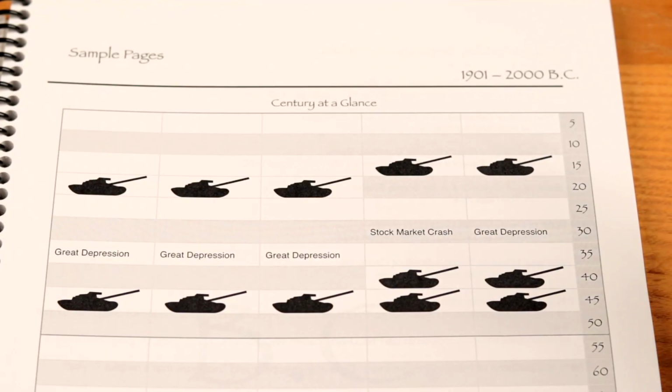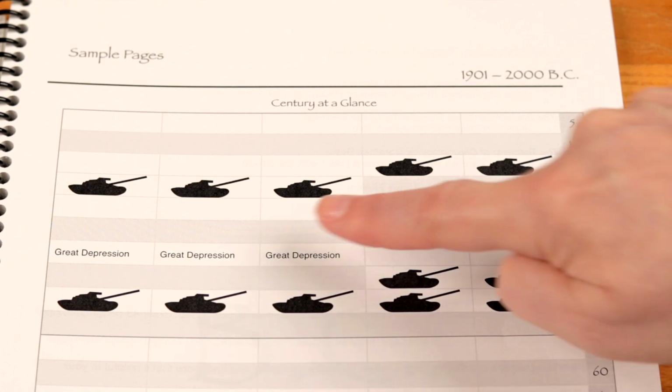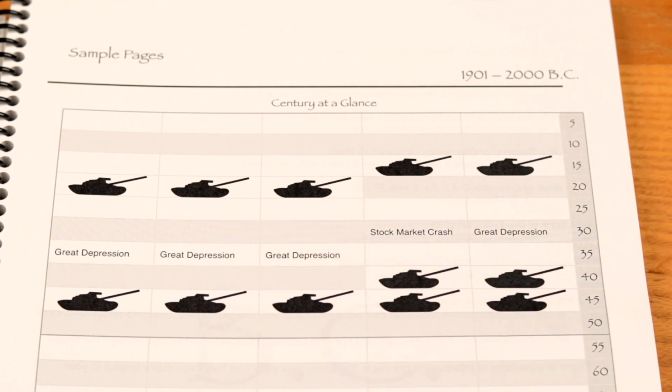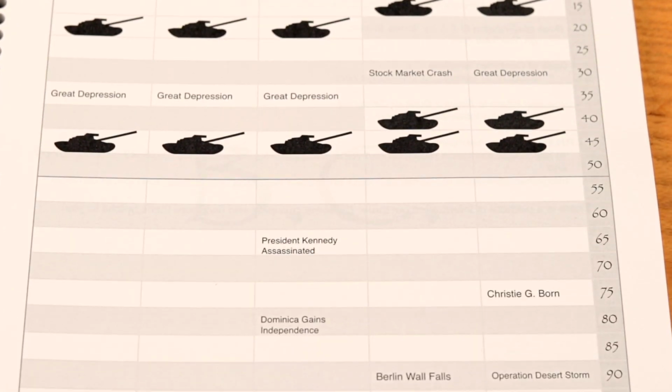With this table, you can enter key events and see how they relate to each other over the course of the 100 years. For example, here's World War I, and here's World War II, with the stock market crash and Great Depression in between. You can also see that the owner of this Book of Centuries entered her birthday year on the chart, and that's great.